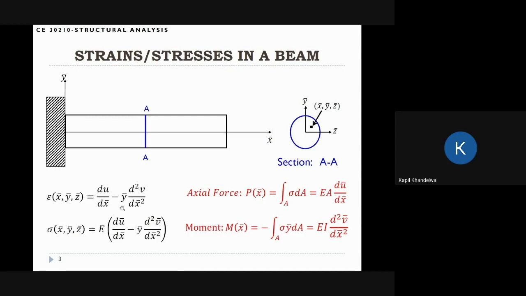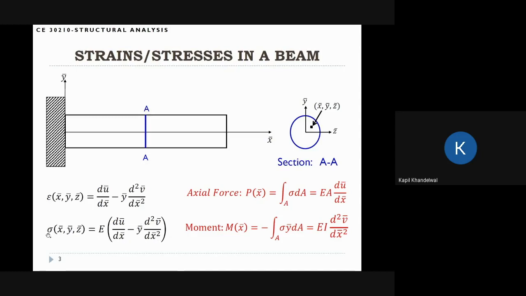So total strain is axial strain minus this quantity here. That is the flexural component. And finally, once we have the strain, we can calculate the stress. Just multiply the strain by the Young's modulus, E. So this is the stress.